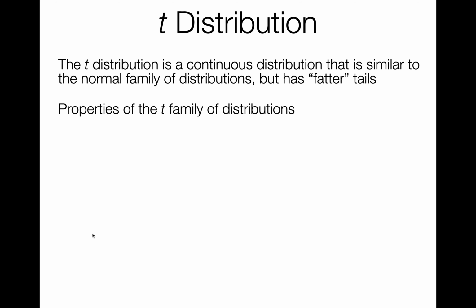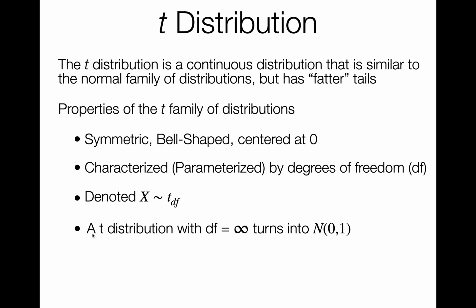So, properties of the t-distribution. Just like the normal, it's symmetric and bell-shaped. Something that's different from the normal is that the t-distribution is always centered at 0, so its peak is always at 0. It's characterized, or what I call parameterized, by degrees of freedom. So this is also different.